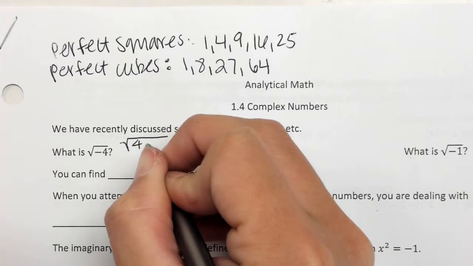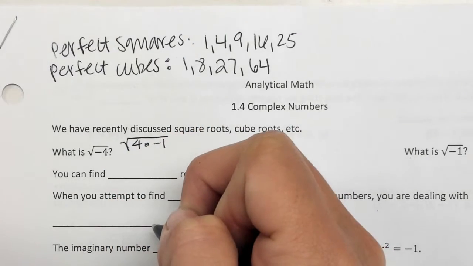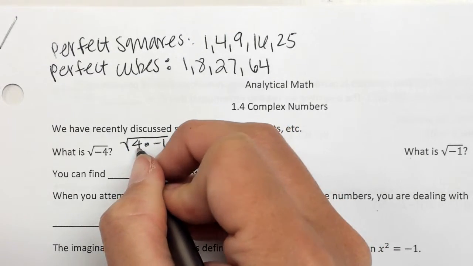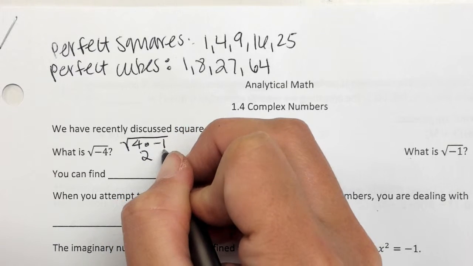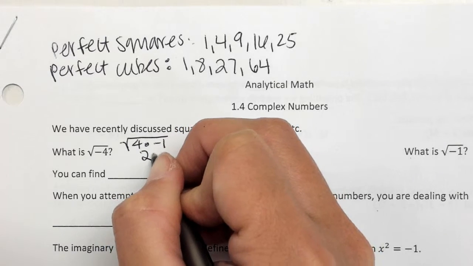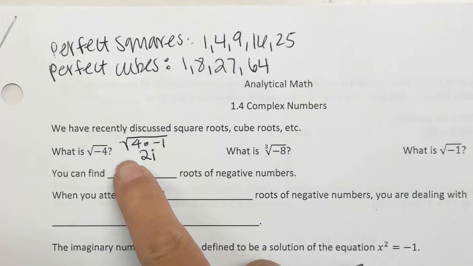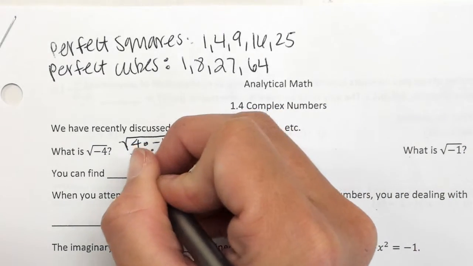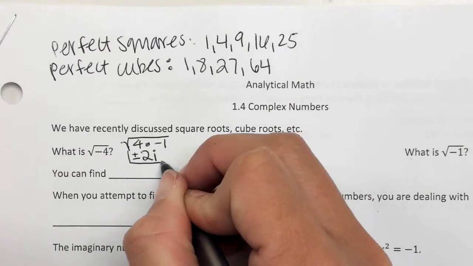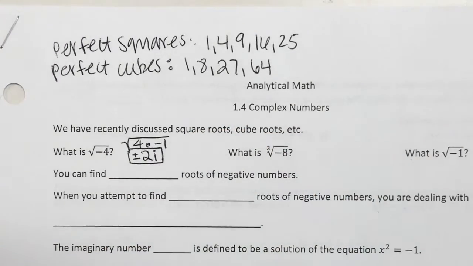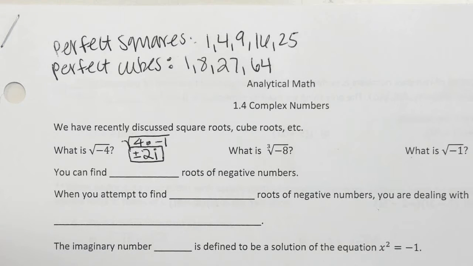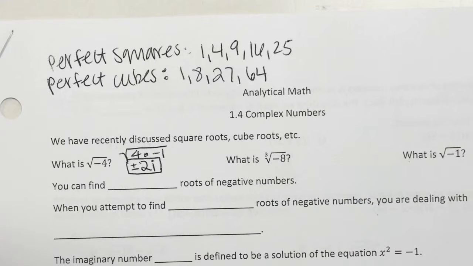Square root of 4 times negative 1. Okay? So the square root of 4 is what? 2. Square root of negative 1? Very good. What are we missing from here? Anybody know? Good. Plus or minus. Sweet. So the square root of negative 4 is plus or minus 2i. Seems like everybody pretty much knew that. Yes? Why do we put the plus or minus?